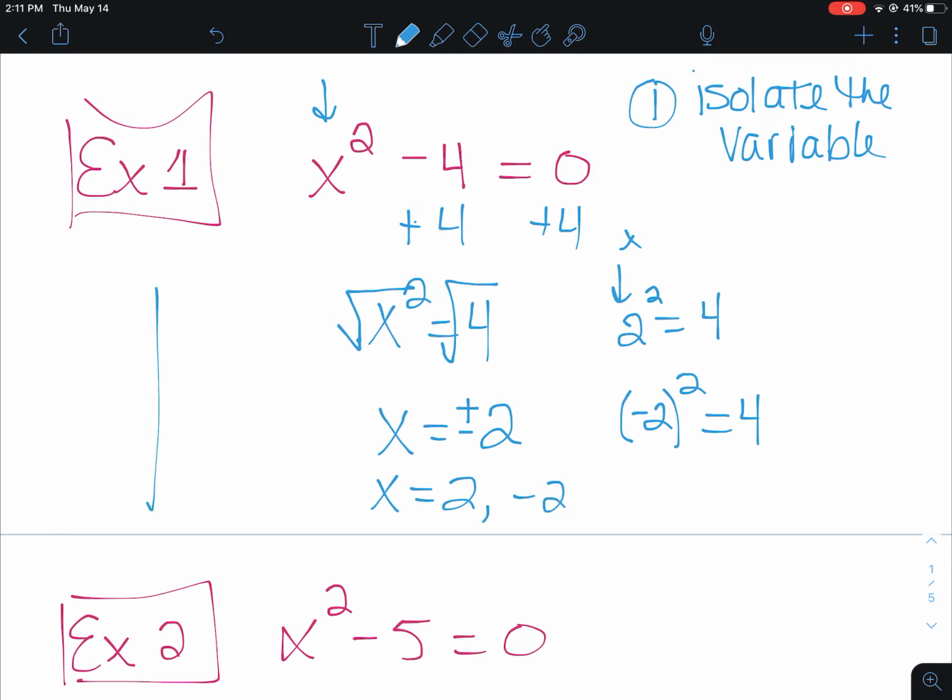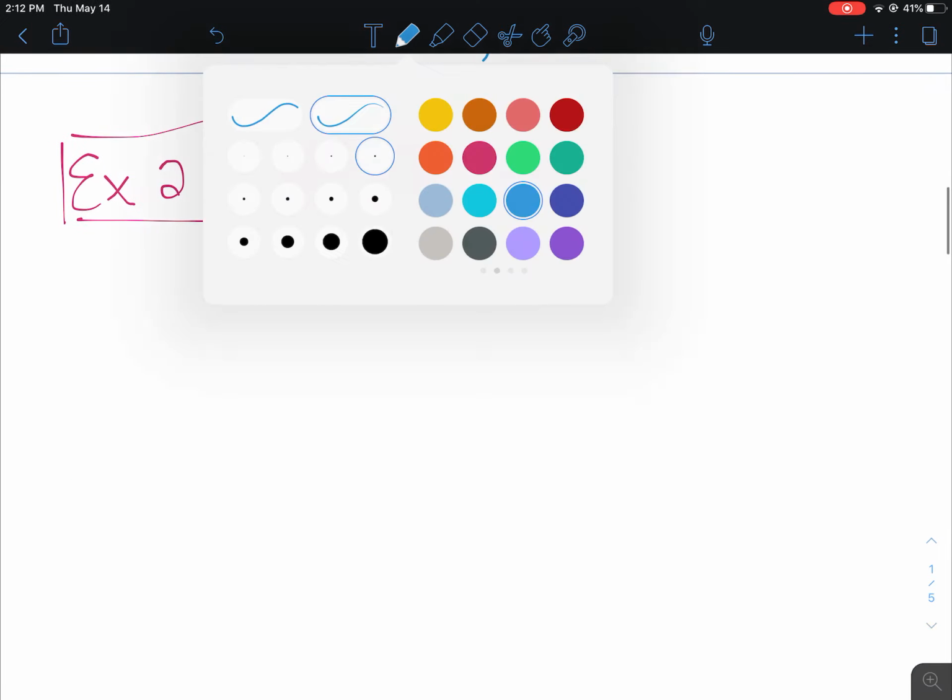So it's going to be plus or minus 2, which means we have both positive 2 and negative 2 as our answer. If I were graphing it, it's going to cross at positive 2, it's going to cross at negative 2, and face up. Oops, pretend it goes through that. Okay, so let's look at one.